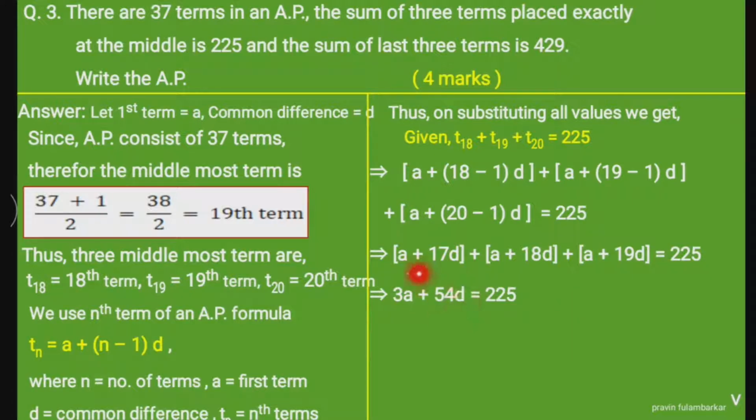So we add them, because before each bracket the sign is positive, so we directly remove the brackets. A plus A plus A we get 3A. Then 17D plus 18D plus 19D we get 54D. So we divide each term by 3, we get A plus 18D equals 75. So we denote this as equation number 1.